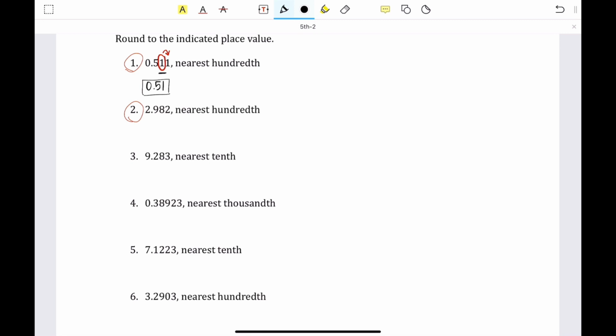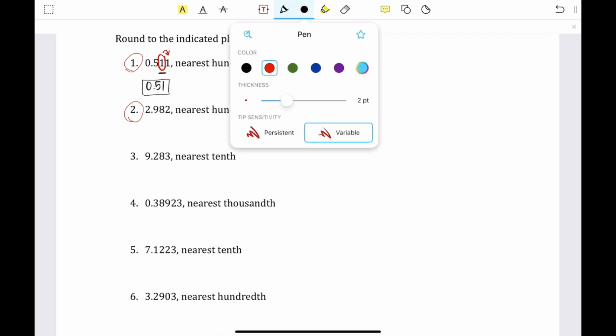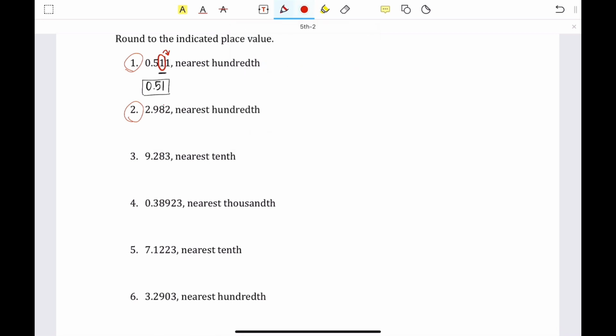Now we're going to number 2. It says 2.982, and you're rounding to the nearest hundredths. Now knowing your place values, your hundredths place is your 8. And when you're determining if you're going to keep 8 the same or round up, which means you're just adding 1 to it, you're going to look at the number right of it. And the number right of it is 2. And since 2 is less than 5, you're going to keep your 8 the same. And when you keep the 8 the same, the numbers left of it will be kept the same, and the numbers right of it will all turn to 0. So number 2, round to the nearest hundredth, is just 2.98.